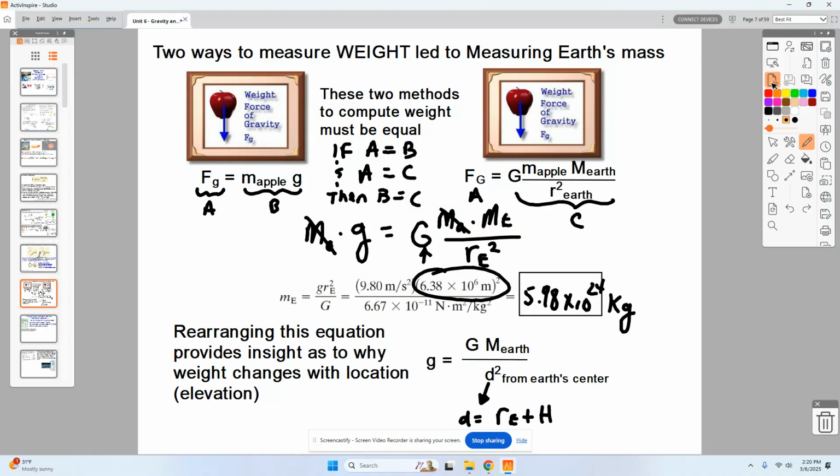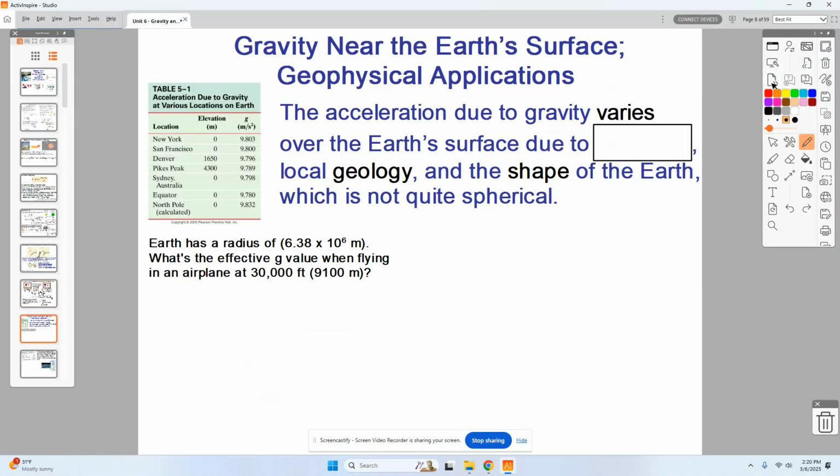All right, I want to show you how the acceleration due to gravity varies over the Earth's surface. One cause is altitude. Another is local geology. From Earth science, you might remember that geology studies changes to the value of g based on what's underneath your feet. Natural gas behaves differently than iron ore, so local geology can affect g. Also, the shape of the Earth is not quite spherical. It's a little bit oblong, because of centrifugal effects as the Earth spins.